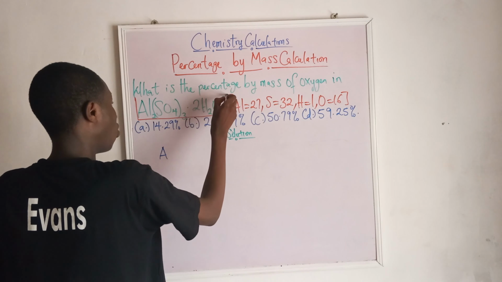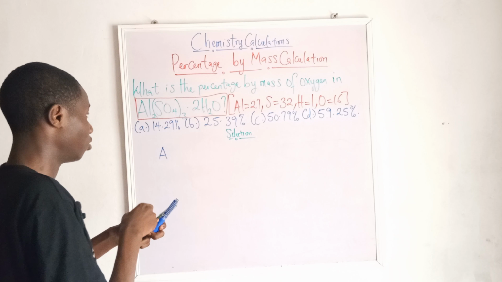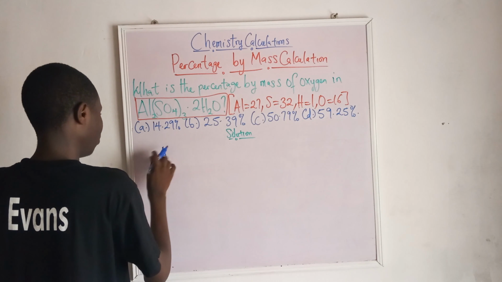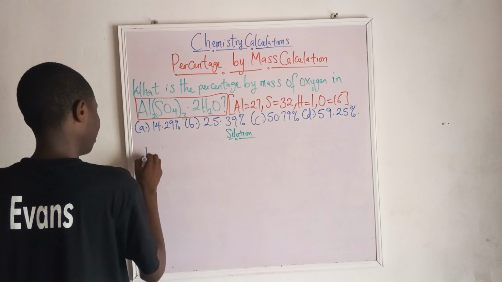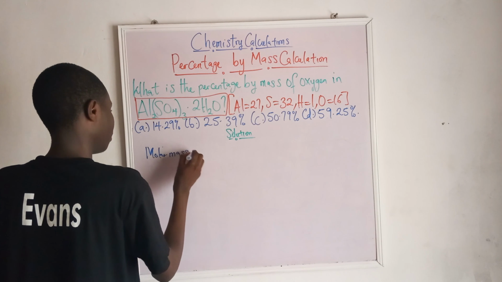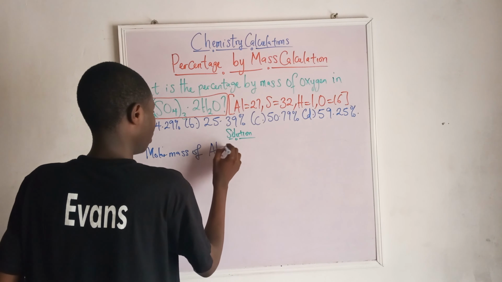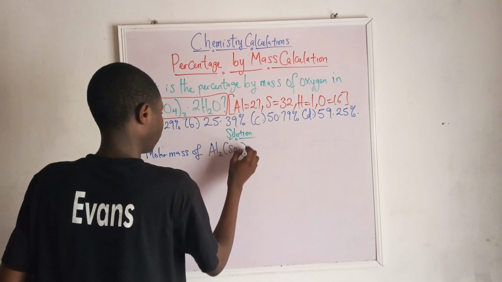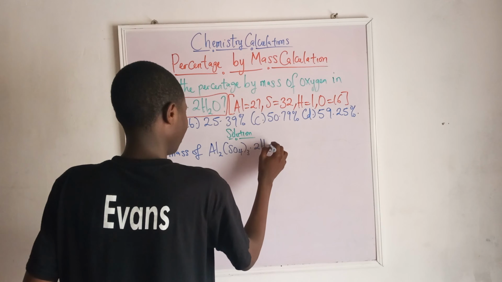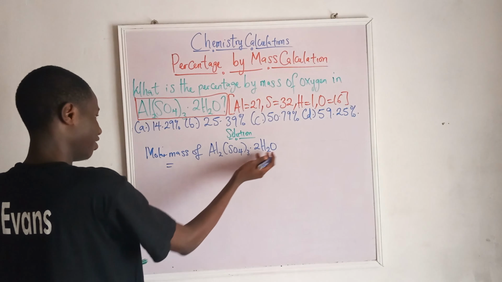You will find the whole molar mass of everything, and it's very simple. I'm going to teach you how to do something like this. Let's do it now. So the molar mass of the entire compound Al2(SO4)3 is very long, but it's very simple. So let me just write it here.